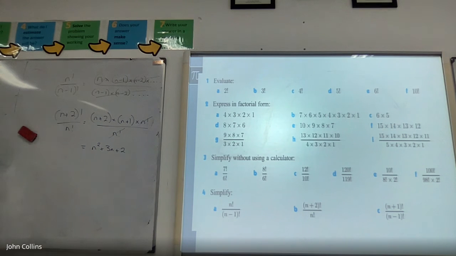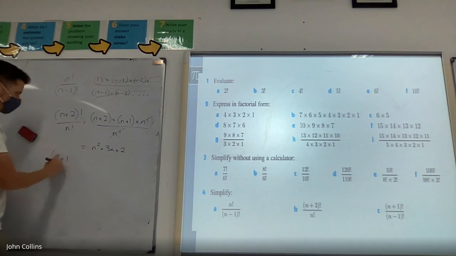Isn't there another n? Is n factorial, does that start with n, or does it start with n minus 1? Oh, it starts with n. Yes, okay, you've answered correctly.